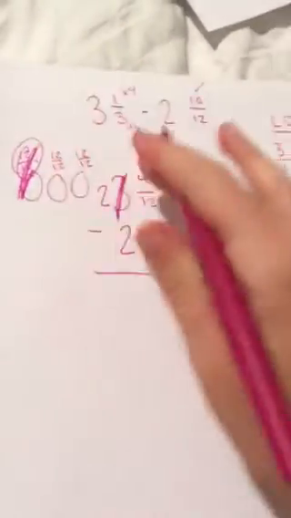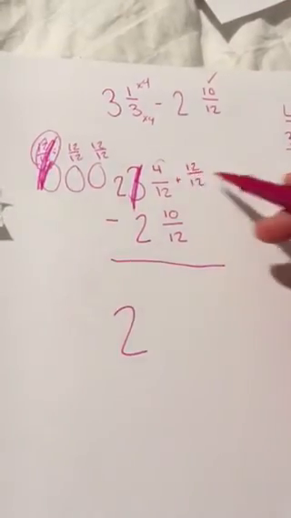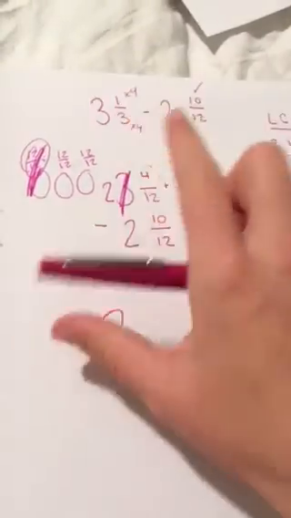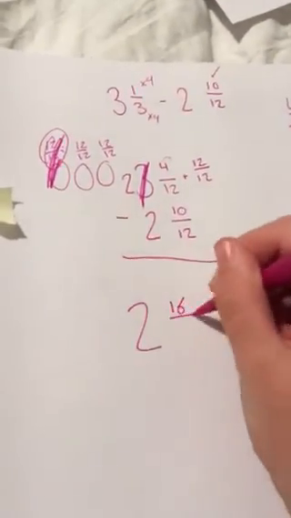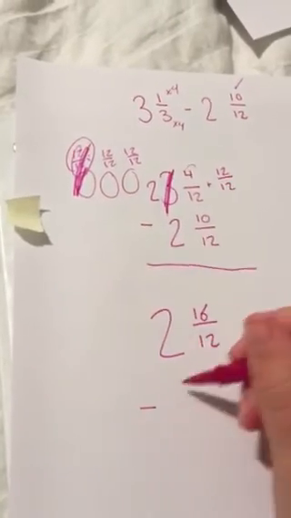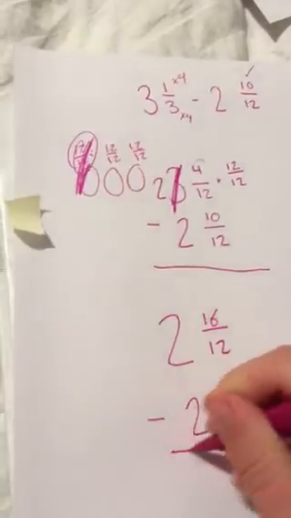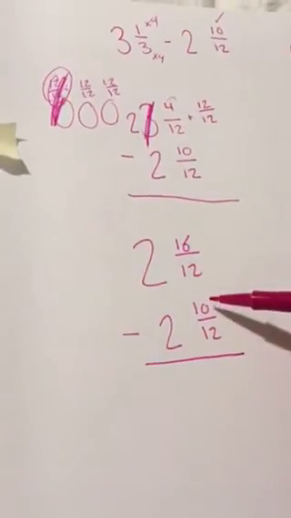So let's rewrite this because it's a little bit messy. So I have 2. So you can add right across because they have like denominators. So 12, 13, 14, 15, 16. So 2 and 16 over 12, right? Okay. Minus 2 and 10 over 12. Perfect. So now this number is bigger than this number, so I can subtract now.